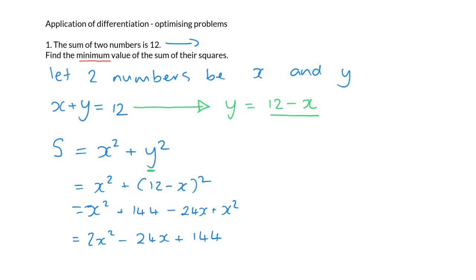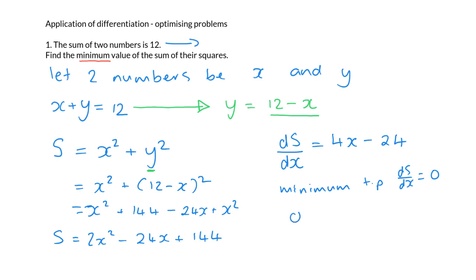Then we want to find the minimum, so we have to differentiate. We need to find dS by dx. Remember, S equals something with X's in it, so you're differentiating S with respect to X, and we get 4x minus 24. We want to find a minimum point, that's like your turning point, so dS by dx has to equal 0. So 0 equals 4x minus 24, so 24 equals 4x, which means x has to equal 6. So we found a value for x. What we have to do now is find the corresponding value for y, and then we also have to prove that it's a minimum. You always have to prove that it's a minimum or a maximum, even if the question doesn't tell you to.